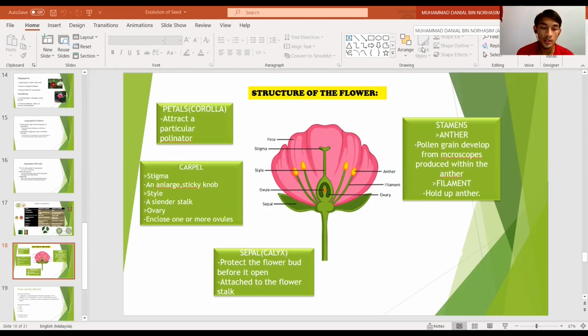Stamen is the pollen-producing part of a flower, which usually has a slender filament, and it is divided into two parts, which are filament and anther. The function of the filament is to support the anther, while the anther is the part of the stamen where pollen is produced. And that's all for the structure of the flower.